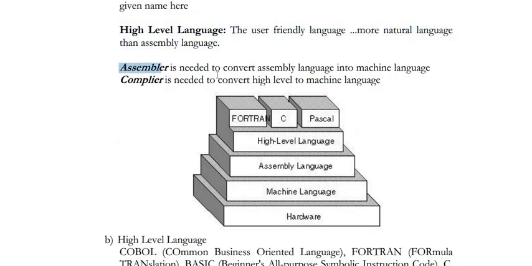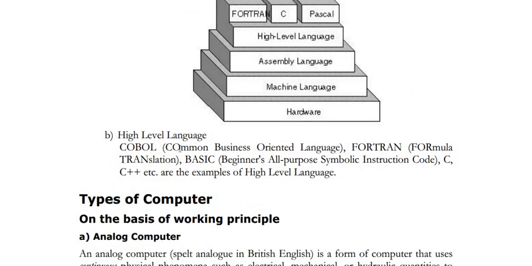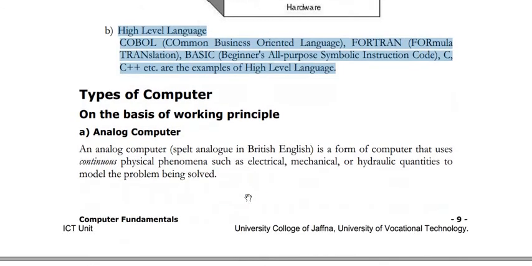Assembler is needed to convert assembly language into machine language. Compiler is needed to convert high-level language to machine language. B. High-level language. COBOL (Common Business-Oriented Language), FORTRAN (Formula Translation), BASIC (Beginner's All-Purpose Symbolic Instruction Code), C, C++, etc. are examples of high-level languages.